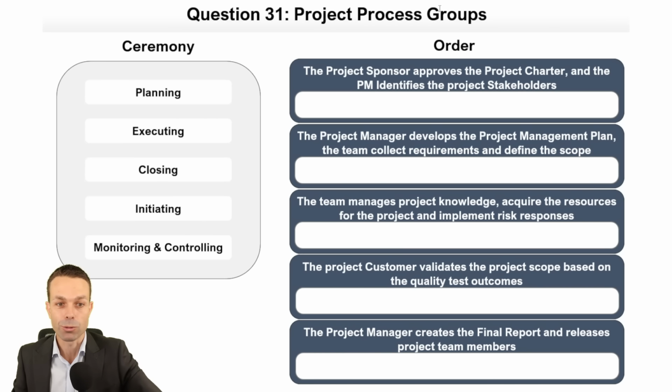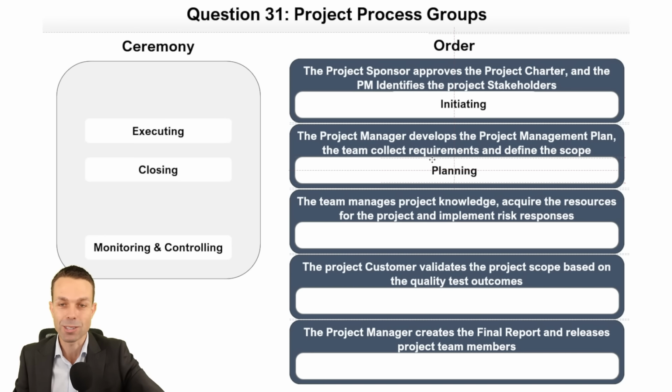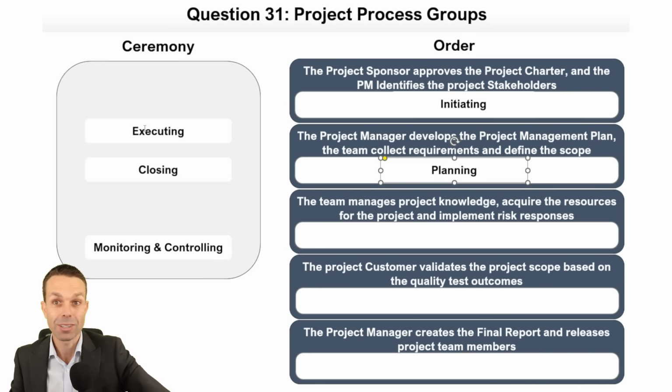Okay, project process groups. All right, looks like our classic: initiating, planning, executing, monitoring and controlling and closing. And what have we got? The project sponsor approves the project charter. And the project manager identifies the project stakeholders. That happens in initiating. The project manager develops the project management plan. We are planning, and the team collect requirements and define the scope and basically everything to do with our plans: risk plan, quality plan, schedule and cost, our budget.